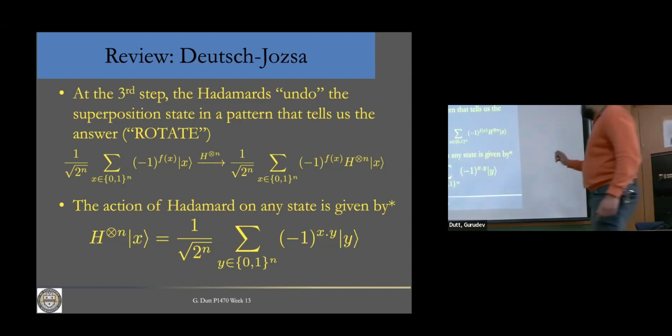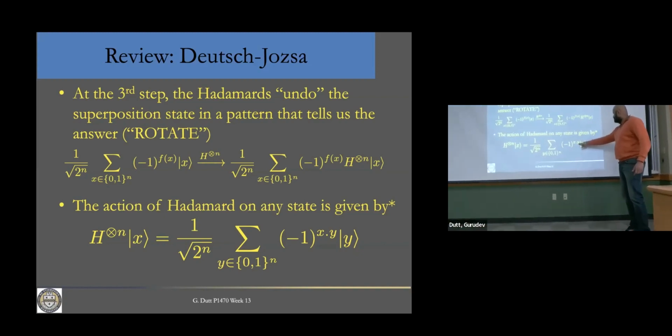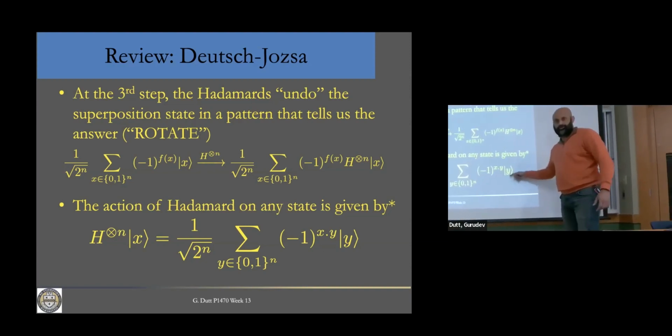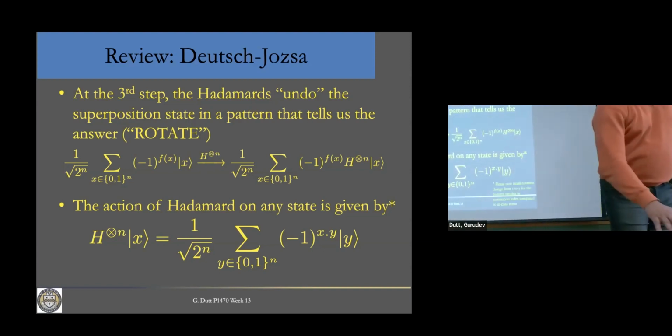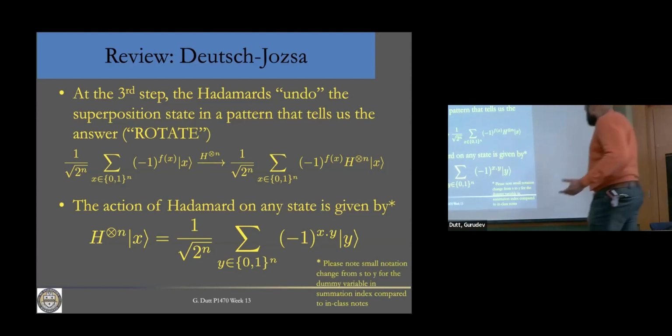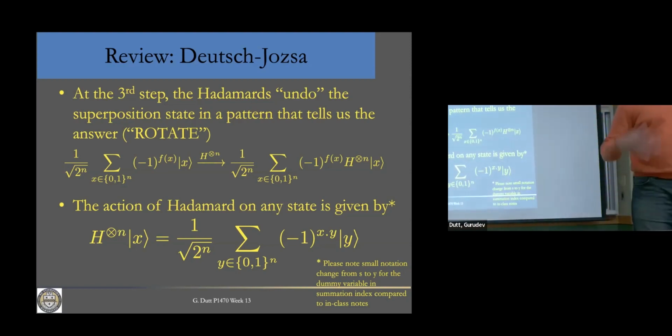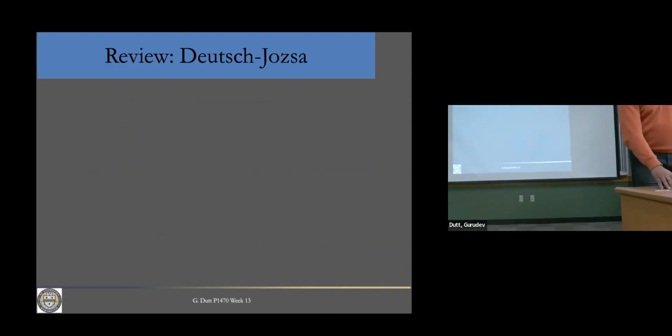I should note one small change from the last class. I had used the variable s for the thing in the superposition. From the lecture notes, you should just note that instead of using s in the lecture notes, I'm now using y in this summation. But it's just a dummy variable, so it doesn't really matter what we use.